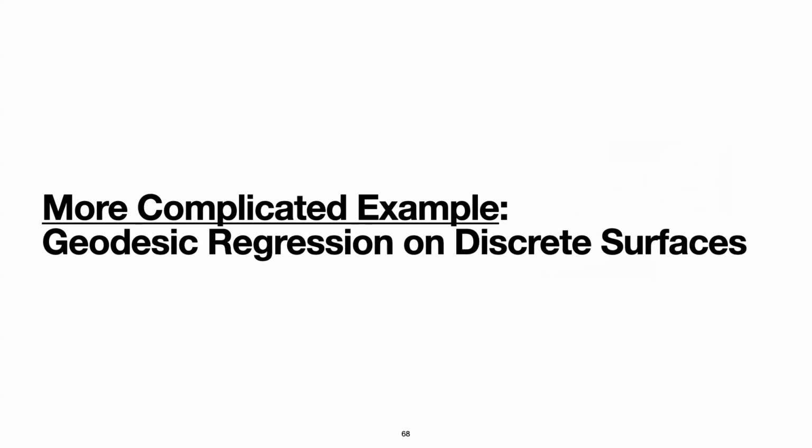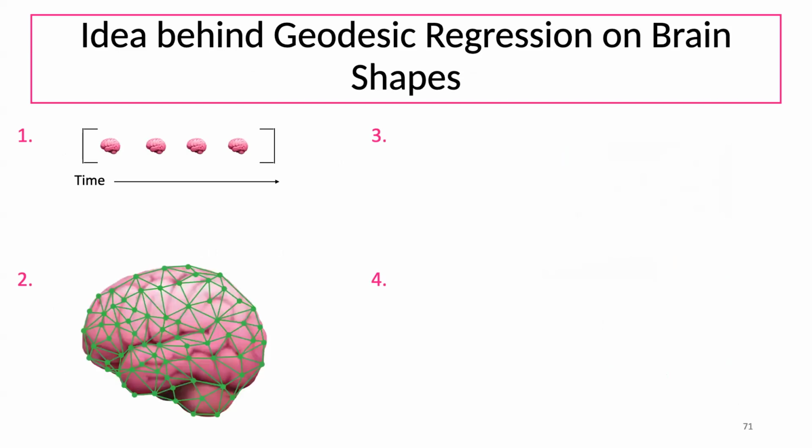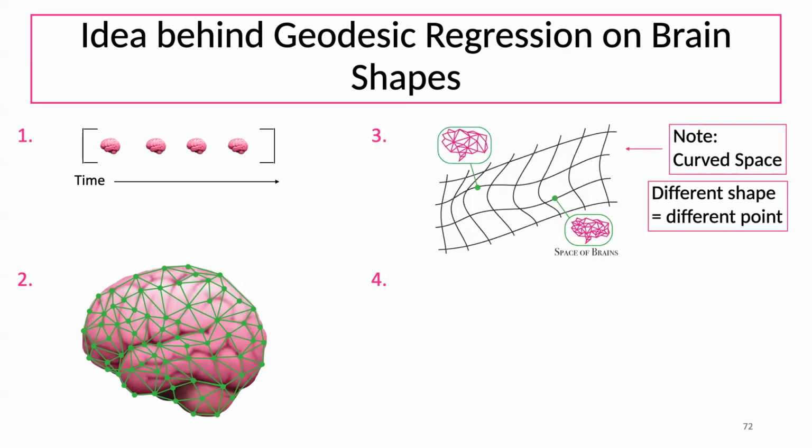More complicated example, and I just had to add this because this actually is very relevant to my research, is geodesic regression on discrete curves. The idea behind geodesic regression on brain shapes, for example, let's say you have an array of brains that you're measuring through time, like MRI images. You pre-process them so that then you have a mesh for each brain shape. Then we already talked about this, but we have the space of brains where each point on the space of brain corresponds to a different brain shape.